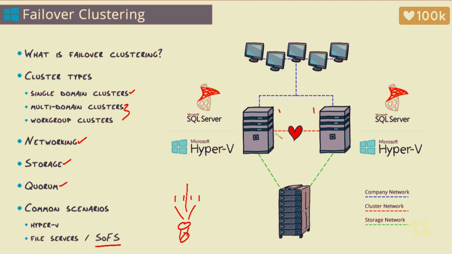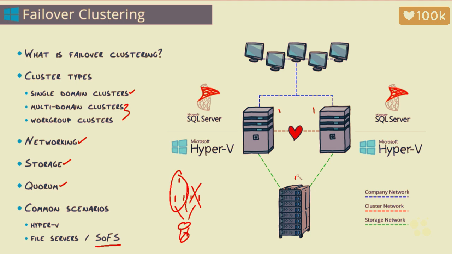So if we ever have an even number of nodes, we can set up another witness that has a vote. And whichever side of the cluster, when the split occurred, that vote was on, that side would stay active and the other side would shut down. So in our diagram here, where we only have 2 nodes, we would need to create a witness for that third vote. And there's a couple of ways we could do it.